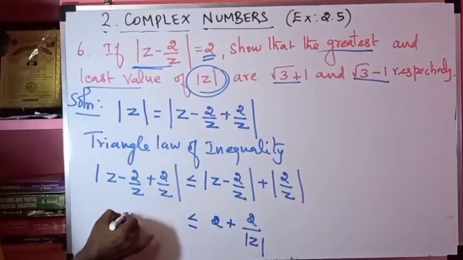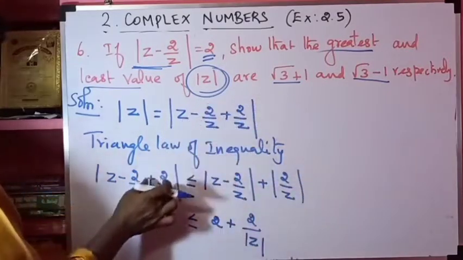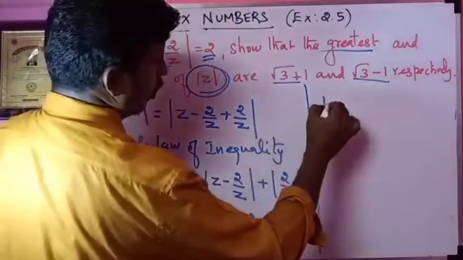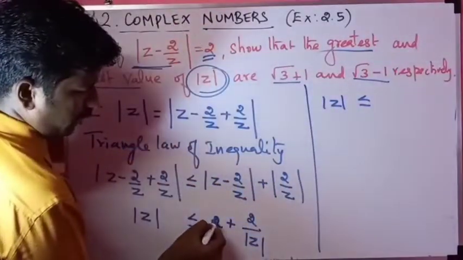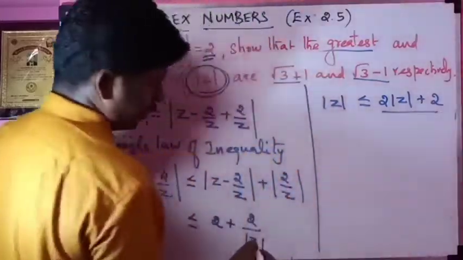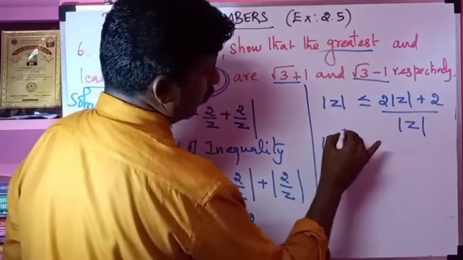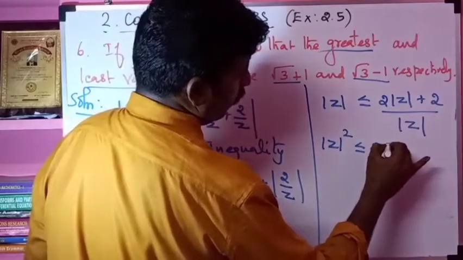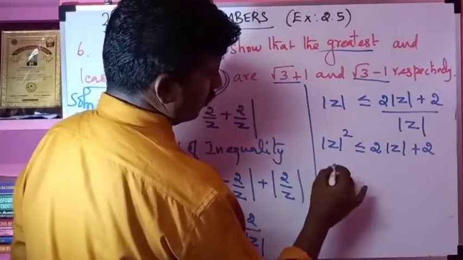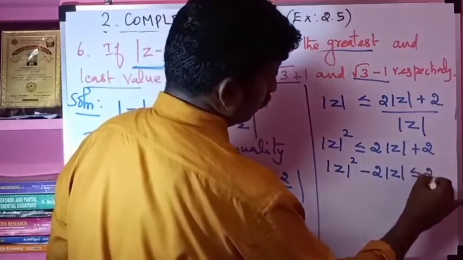On this side, write this again as modulus z. Okay? So we formatted this to bring it like this. If these two cancel, again what will it be? Modulus z, right? Now which is the modulus z, less than or equal to. Now here we take the LCM: 2 into modulus z plus 2, the whole divided by this is modulus z. Now bring this modulus z here and multiply. So modulus z the whole square is less than or equal to 2 modulus z plus 2, right? Now I bring this to this side. So which is modulus z square minus 2 into modulus z less than or equal to this 2, right?